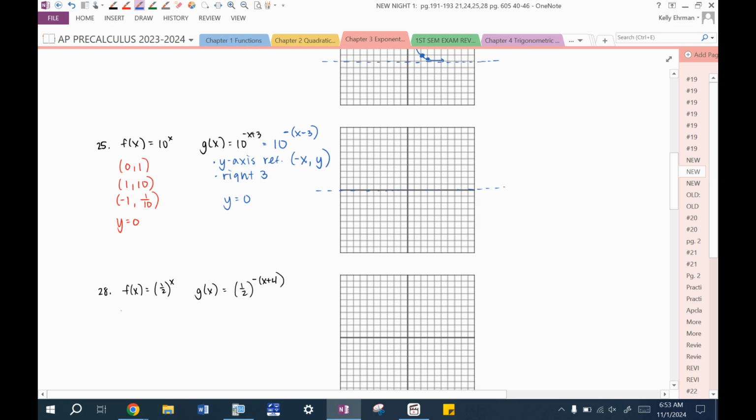And then (0, 1) is going to stay (0, 1). (1, 10) will become (-1, 10). (-1, 1/10) will become (1, 1/10). That's just me doing the y-axis reflection part. And then I'll shift all of those right 3. So (0, 1), and then 1, 2, 3. (-1, 10), and then 1, 2, 3. And (1, 1/10), and then 1, 2, 3. So this is like a really steep looking curve like that. The higher the base number, the steeper the curve is, the faster it grows or the faster it decays, depending on what it is.